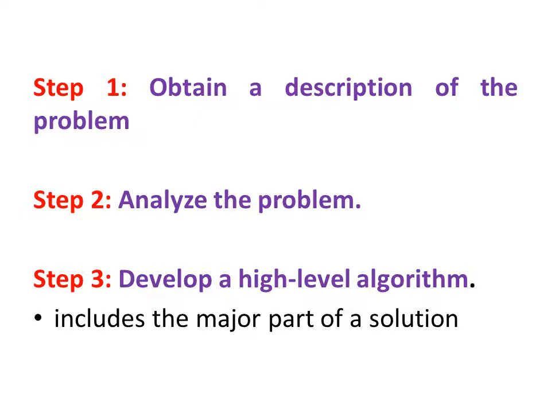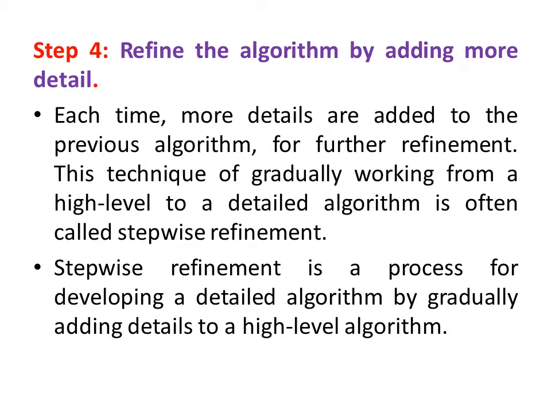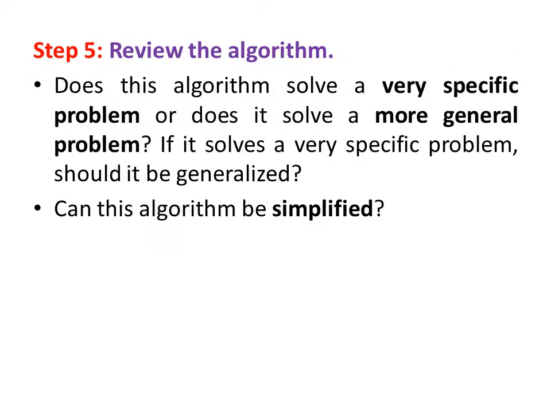Then in step 3, we have to develop a high level algorithm. That is, we have to take the major part of the solution, and for that you have to develop the algorithm. After developing the high level algorithm, we have to go for refining that algorithm. That is, we have to add some more details into the algorithm. Initially you are generating the algorithm for the main module or the major module. Then you have to refine the module again and again, get some more information, and based on that information you refine your algorithm.